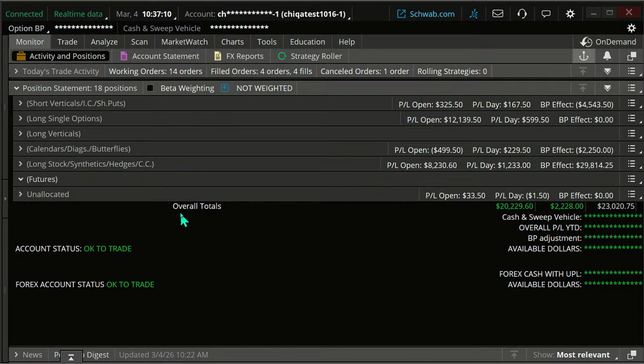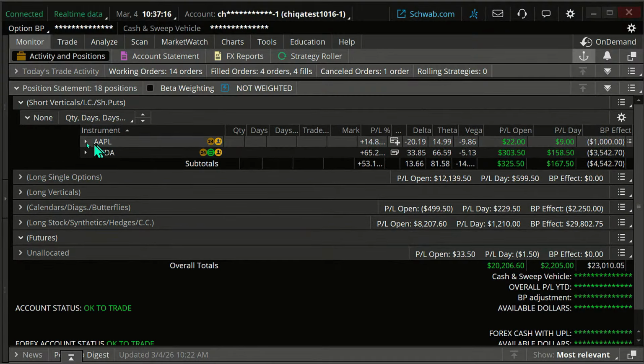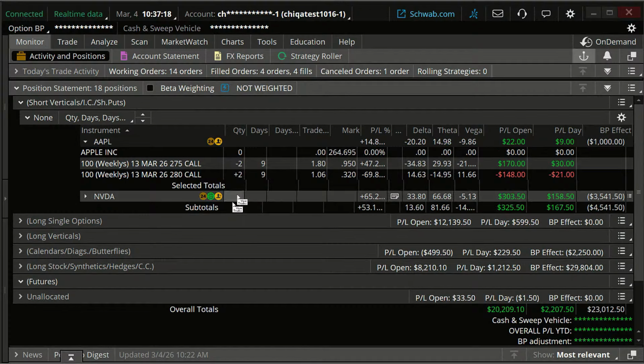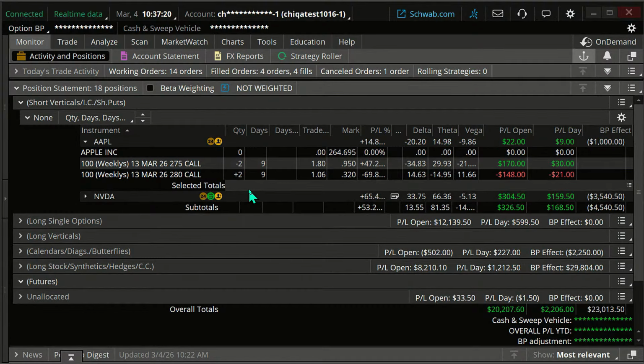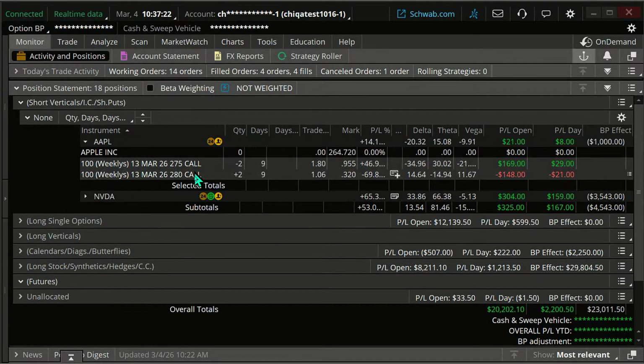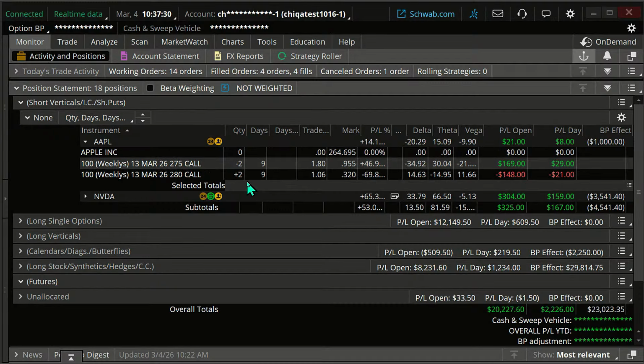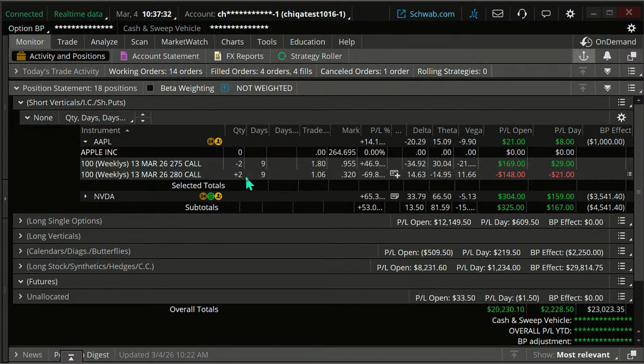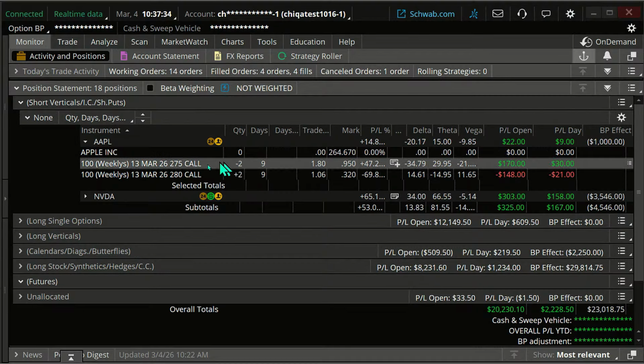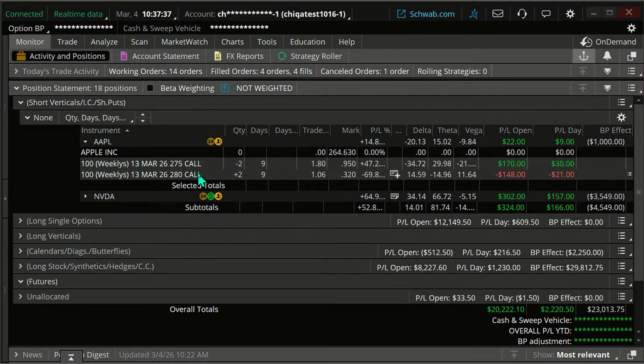Let's look at the management of some short verticals. Here's Apple. We have a short call vertical. This is a bearish trade. One of the rules that we've used in this webcast is when we're under 10 days to go to expiration, we just get out. We've got 9 days to go to expiration. We'll take this profit, albeit a small one, at this point. So we're just going to look to get out of this.